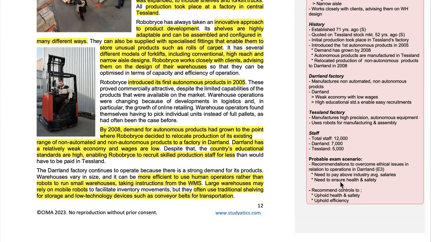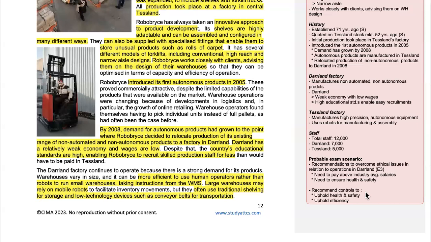And also we need to ensure the health and safety related needs of these employees. Usually in a developing country, companies do not give a high level of prominence to health and safety, but we should not adhere to such a scenario. Instead, we have to ensure that we fulfill the health and safety needs of our employees who are working within Darlan factory.